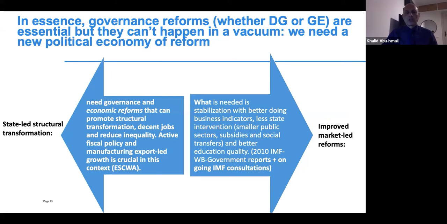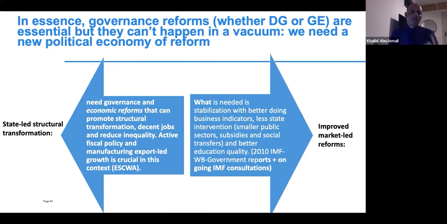But there are two narratives I would argue in terms of where we go from here. One is to continue on with improved market-led reforms. And the other one, which I think would make more sense, is to bring in more state-led structural transformation processes. And my argument basically is very simple: regardless of whether or not you're talking about democratic governance or government effectiveness, these governance reforms don't happen in a vacuum.